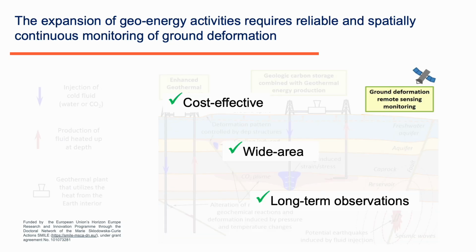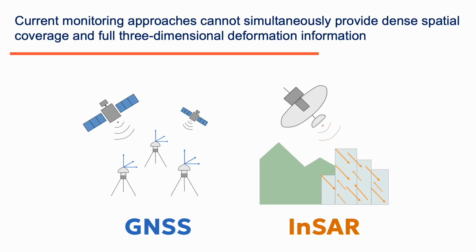Satellite remote sensing supports this by providing cost-effective, wide area, long-term observations, and even the possibility of establishing historical baselines for comparison. Today, deformation monitoring mainly relies on two complementary techniques, GNSS and InSAR, which I will briefly introduce. Despite their strengths, current approaches face a key limitation. We cannot simultaneously obtain dense spatial coverage and full three-dimensional deformation information.